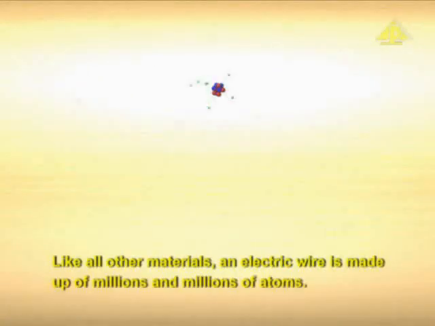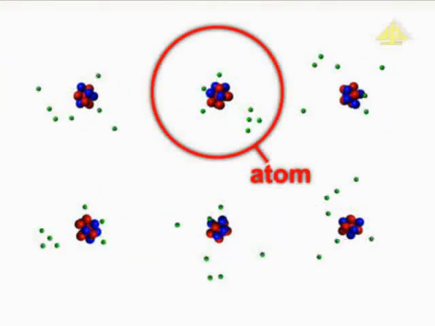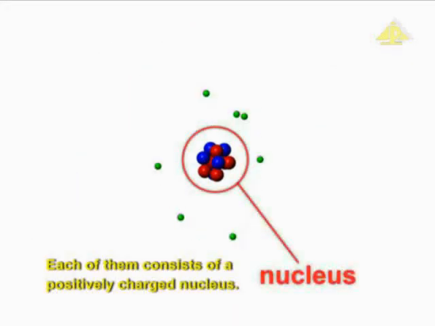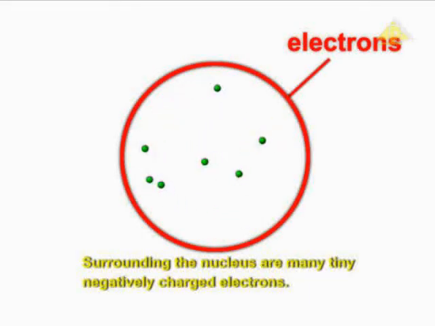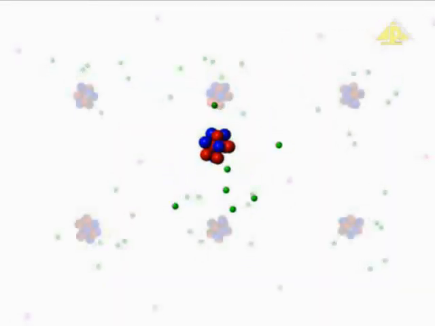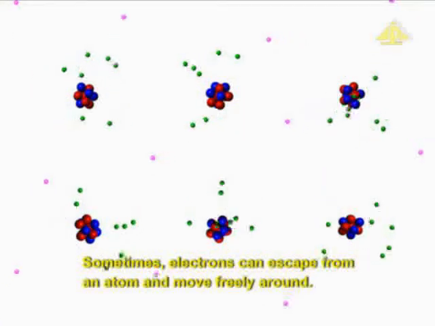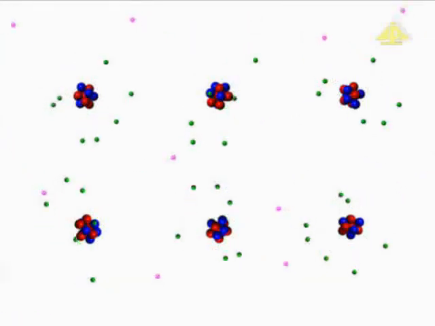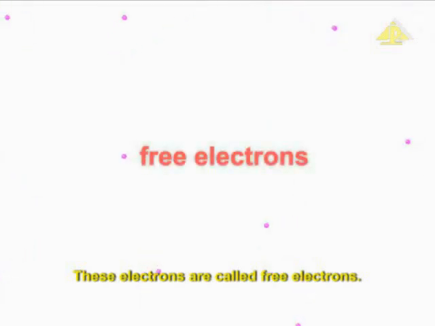Like all other materials, an electric wire is made up of millions and millions of atoms. Each of them consists of a positively charged nucleus. Surrounding the nucleus are many tiny negatively charged electrons. Sometimes, electrons can escape from an atom and move freely around. These electrons are called free electrons.